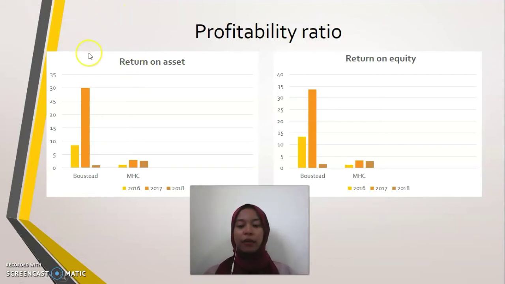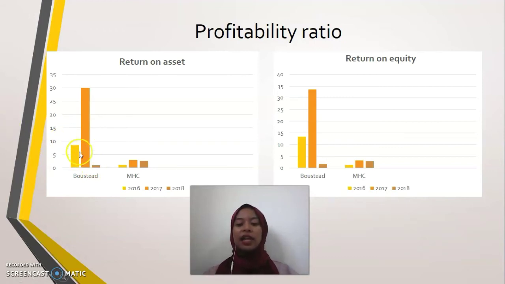So return on asset for Boston in 2016 is 8.5%, indicating that only 8.5% of income is produced by assets. The ratio increased to 30% in 2017, but the ratio decreased a lot in 2018, which is 0.96%. Boston Plantation's efficiency in managing assets in 2018 is worse than the past 2 years.